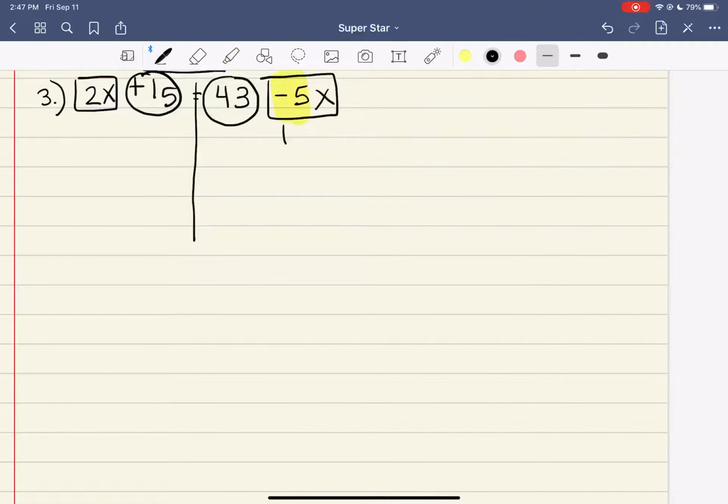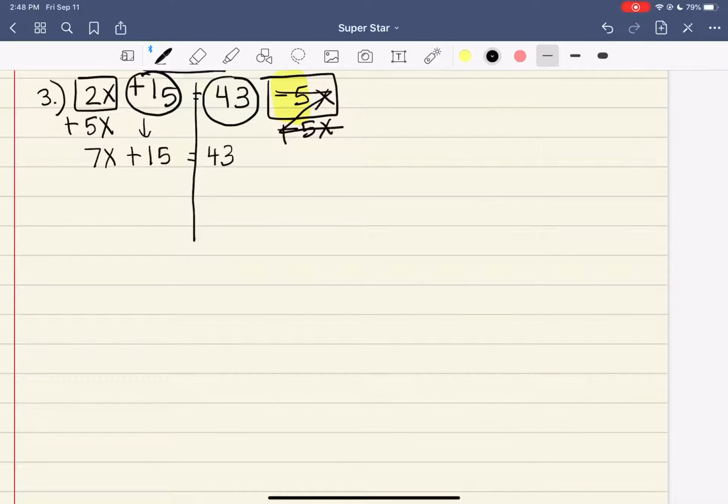So we're going to move this by doing the inverse. So plus 5x, and if we add 5x to that side, we have to add 5x to this side. -5x plus 5x is going to be 0. And then we will simplify down. 2x plus 5x will be 7x. And we'll bring down our plus 15 equals 43.